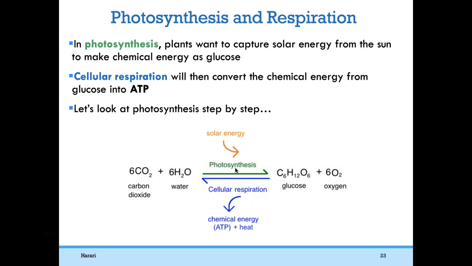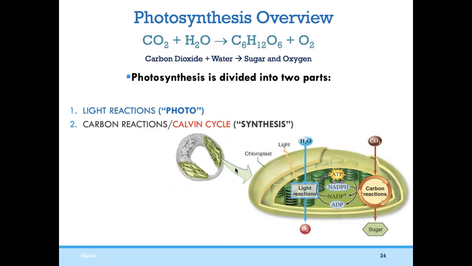So now we're going to look at photosynthesis step by step. Here's the overview of the reaction: we're getting carbon dioxide and water, plus light of course, giving us sugar and oxygen. You can always think about the word photosynthesis to think about the two parts. There's the photo part, called the light reactions because it's dependent on light. And then you have the synthesis part, called the carbon reactions or the Calvin cycle.